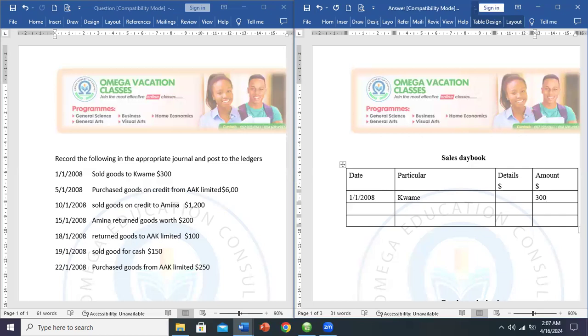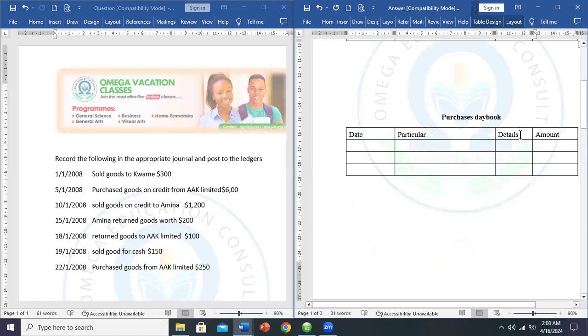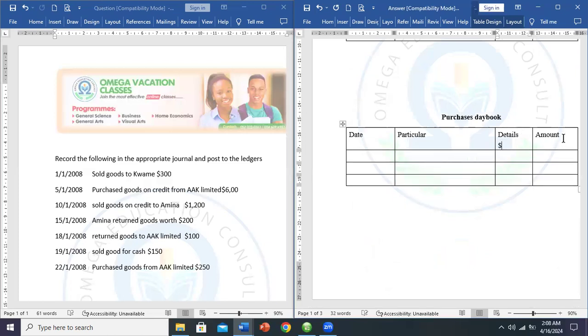So that was nice. Then the second one was 5th January, purchase goods on credit from AAK. So that is purchases, so go into the purchase day book. So 5th January 2008, AAK Limited. There's no calculation bit here, so we put it there 600. And we are good to go.